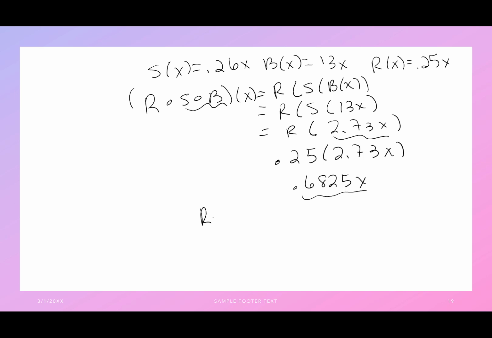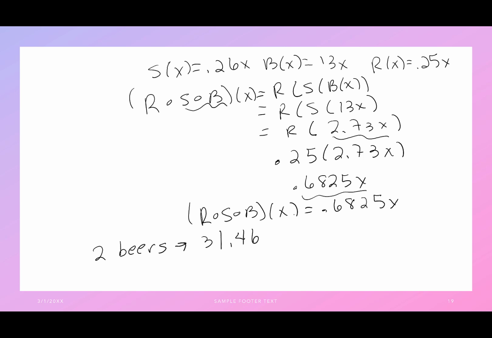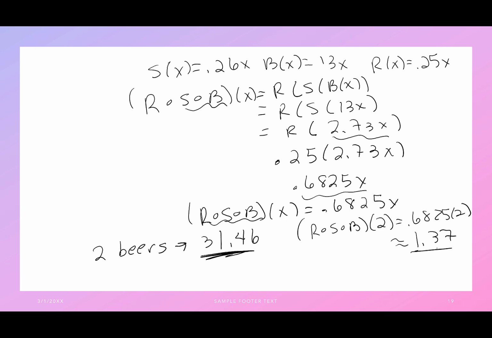So this is R of S of B of x is 0.6825 of x. So what does that say for what we just said, where we looked at buying 2 beers and it cost $31.46? That says if we put the 2 into this R of S of B, this is about, we're going to just round that to 1.37. So of the $31.46 that we pay, $1.37 would go to the Rathskeller as part of their fee for being the host of the whole thing.